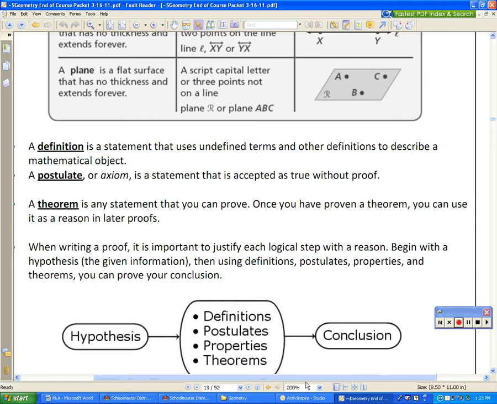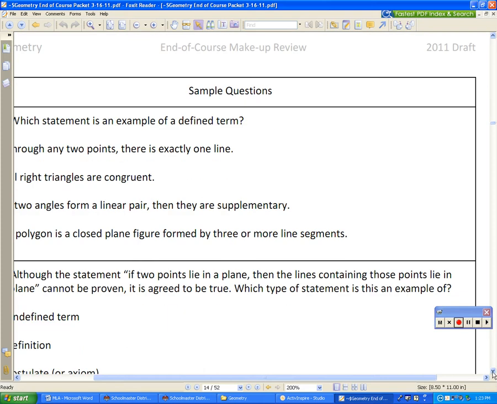Okay, so one of the postulates that we talked about yesterday is that if you have two points that are in a plane, if you draw a line that has both those points in it, it'll be in the same plane as the points. And then a theorem, which your books refer to more often as a conjecture, is any statement that you can prove. And as soon as you prove it, you can use it again later.